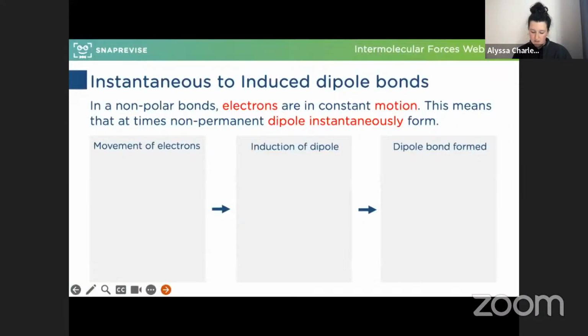So let's have a look at our intermolecular forces. I'm going to try and focus on some of the key words and phrases that are useful for us when doing exam questions to do with these intermolecular forces, because that's often where we can lose marks. So I will try to be as specific as possible. So in non-polar bonds, electrons are in constant motion. This means that at times non-permanent dipoles can instantaneously form. There should be an S there, really, shouldn't there? Non-permanent dipoles instantaneously form.